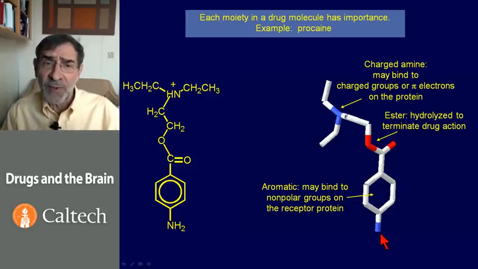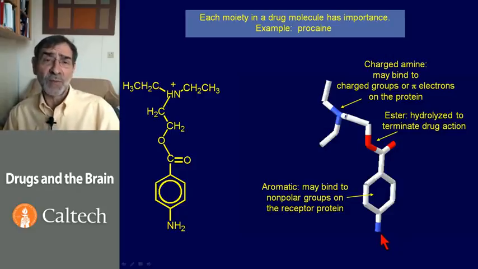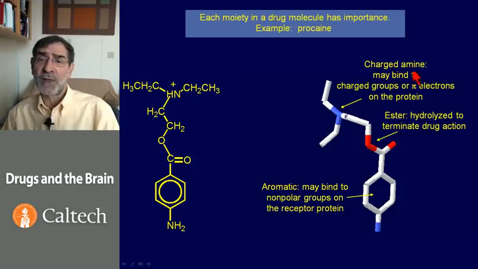To give you an example that each moiety in a drug molecule has importance, I'll point out that the charged amine, this picks up a proton and becomes charged. Here is the charged amine. It can bind to charged groups on the protein, oppositely charged groups, or to pi electrons on the protein. We'll discuss the cation-pi interaction a bit later.